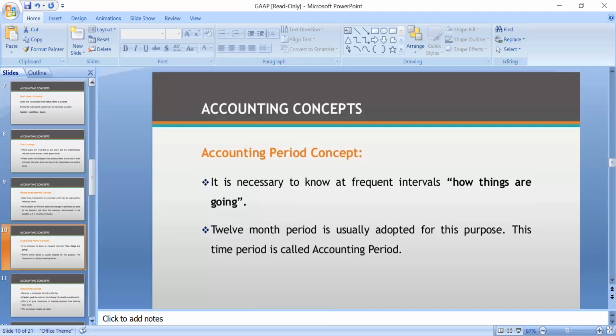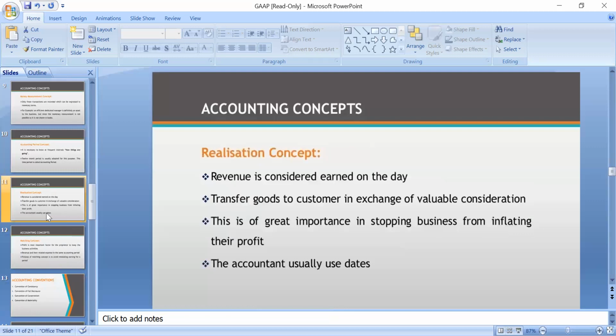Moving toward the next principle, and the next principle is the realization concept. A realization concept says that revenue is considered earned on the day goods are transferred to the customer in exchange for valuable consideration. This is of great importance in stopping business from inflating the profit. The accountant usually uses debts.